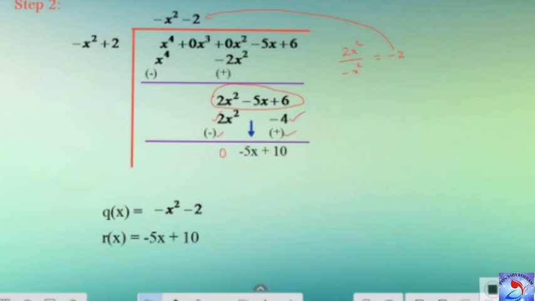So the answer is q of x is minus x square minus 2 and r of x is minus 5x plus 10. So this is what we get when we divide the given polynomials. So with this, I hope you would have got a better understanding of how to divide two polynomials, whether you have all terms or if any terms are missing out. I hope you know how to do it.